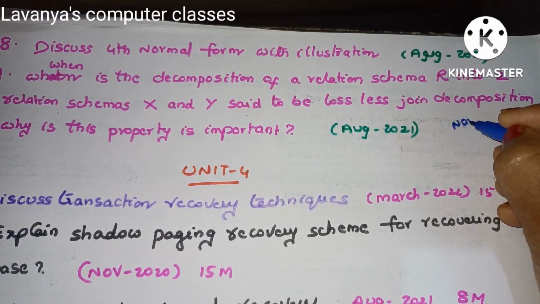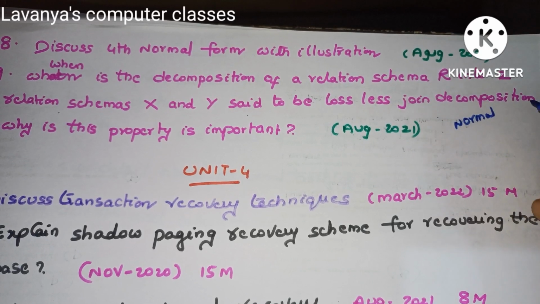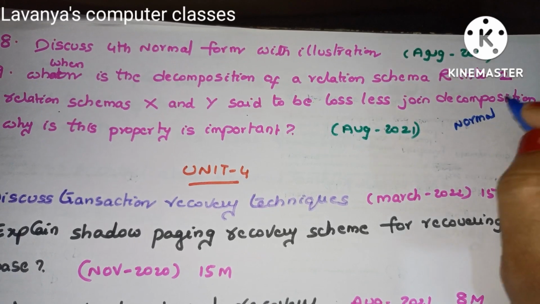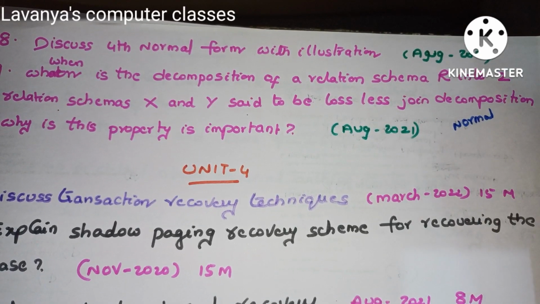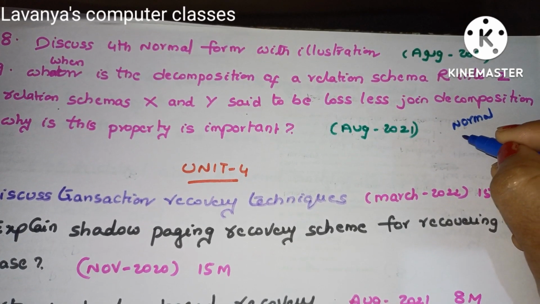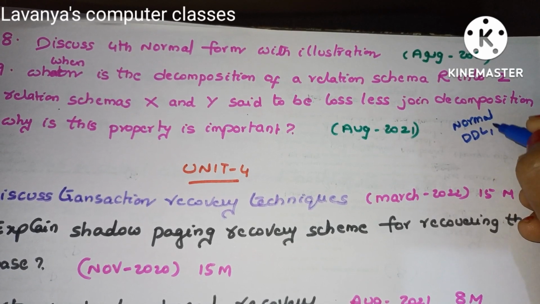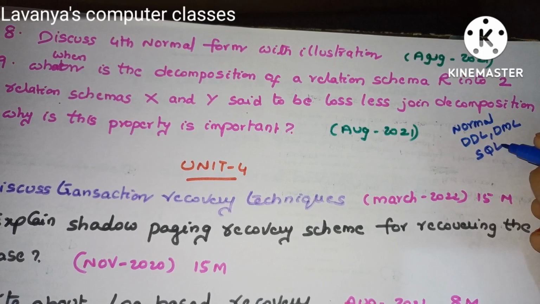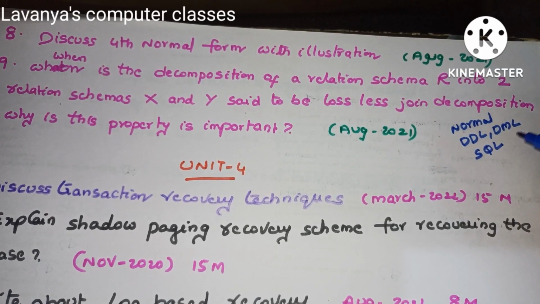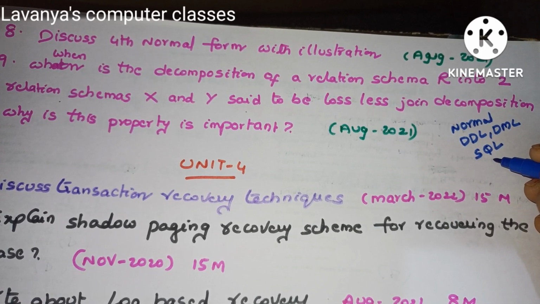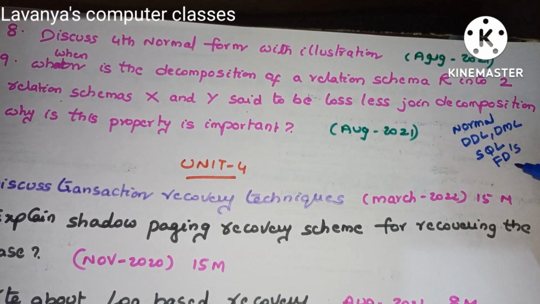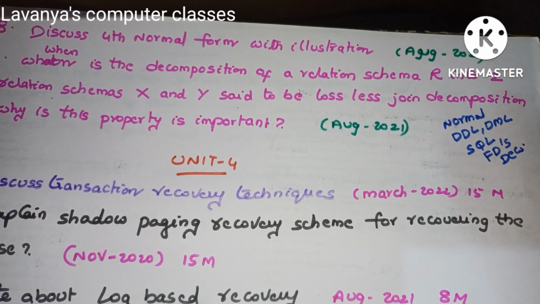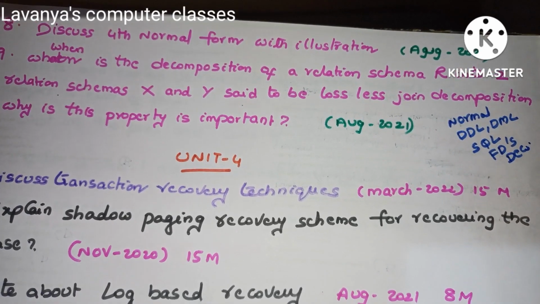So from unit 3, what are the important questions? Normal forms, a very important question. 1NF, 2NF, 3NF, 4NF, 5NF, BCNF and how to convert one normal form to another normal form, very important. Then DDL commands and DML commands are very important. Next, SQL operators are important. Next one is functional dependencies and decomposition. If we study these topics, then we can easily attempt unit 3.